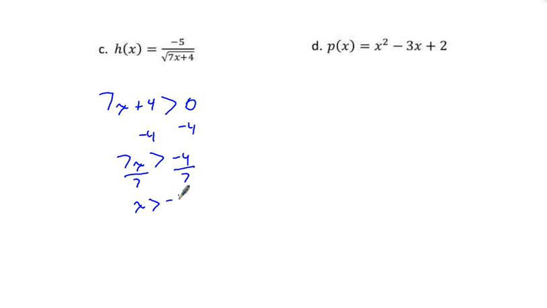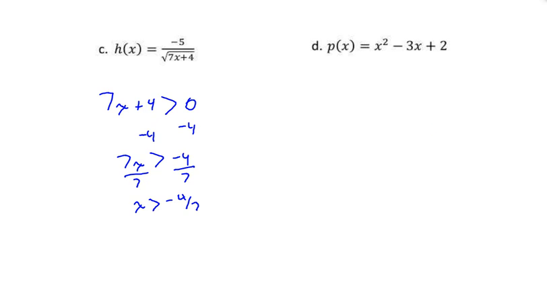Function h has a square root, so an even-powered root, meaning I cannot have the expression underneath that radical be negative. It has to be 0 or greater. But then the radical is in the denominator, so because it's in the denominator, it can't be 0. So in this case, we'll take 7x plus 4 and say that it's greater than 0. We subtract 4, 7x is greater than negative 4, divide by 7. X is greater than negative 4 sevenths.